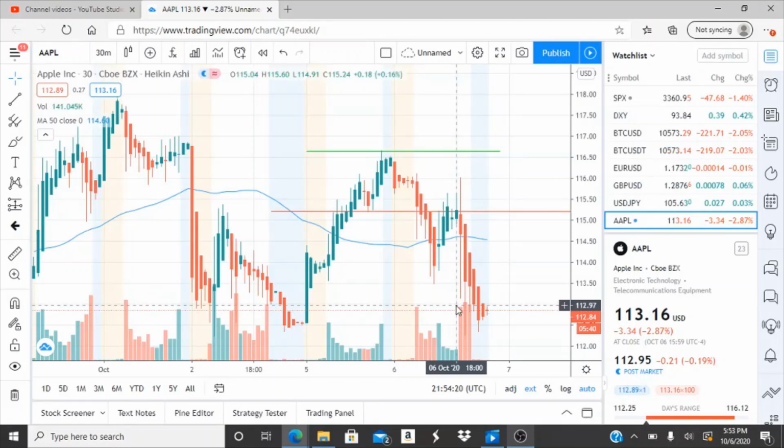All right, everyone, here we are with ticker symbol AAPL, Apple Inc. And before we jump into this chart, I want to state some things.